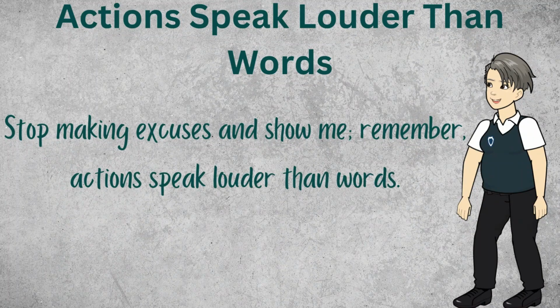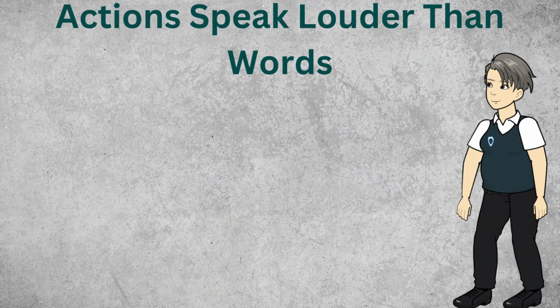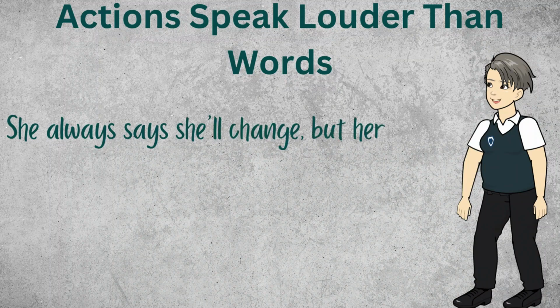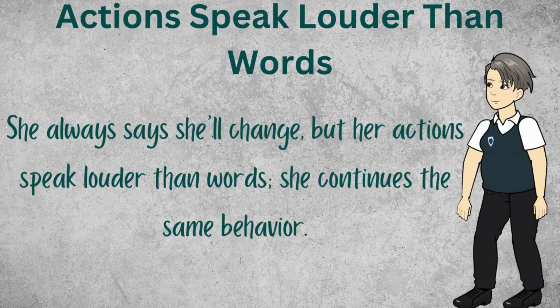In this sentence, the speaker is urging someone to stop providing explanations or justifications and instead demonstrate their intentions or commitments through actions. Here is a new one. She always says she'll change, but her actions speak louder than words. She continues the same behavior. The speaker is highlighting the discrepancy between the person's verbal assurances of change and the reality of their ongoing behavior.